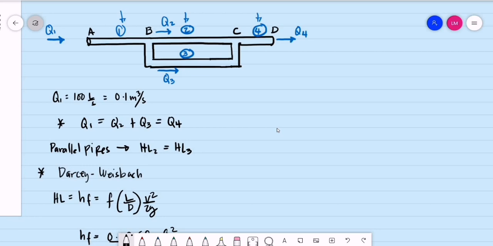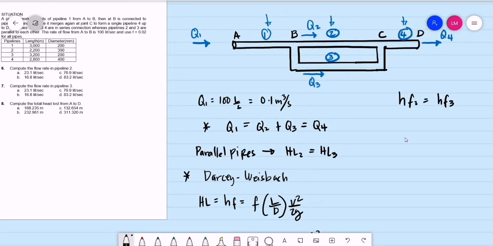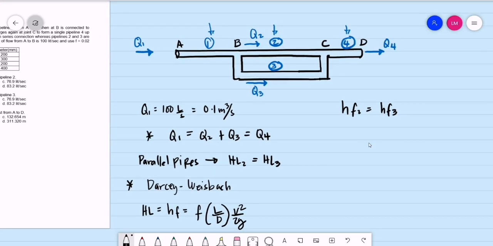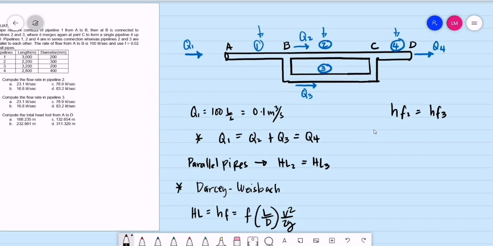So we can have head loss number 2 equal to head loss number 3. So what are the properties of pipeline number 2 and pipeline number 3? So we are using the discharge formula. Okay, for head loss number 2, we have 0.0826, friction factor is given as 0.02.